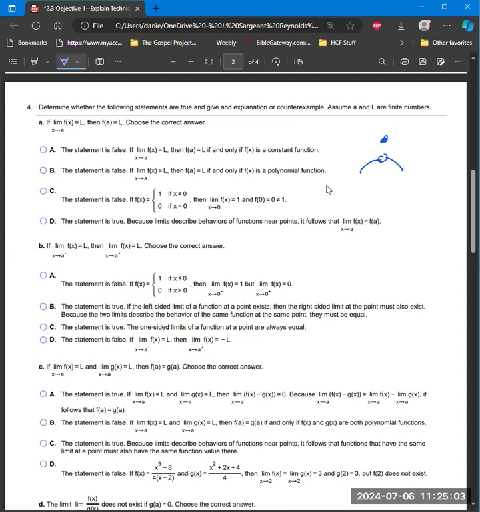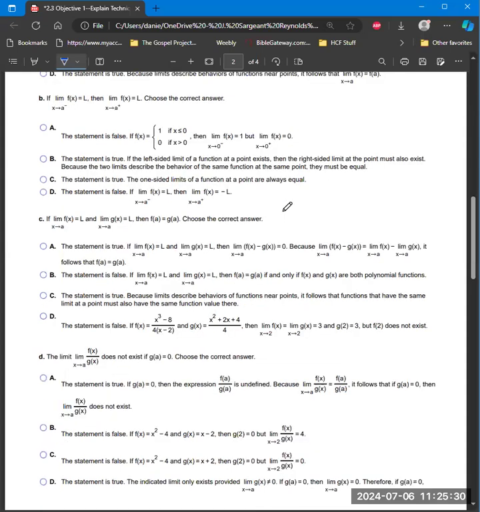It was piecewise defined. The statement is false if f of x equals 1 when x is not 0 and equals 0 when x equals 0. Then the limit of f of x as x approaches 0 is 1, but f of 0 equals 0, which is not 1. So that's C. It's basically the same kind of idea as what I was talking about.